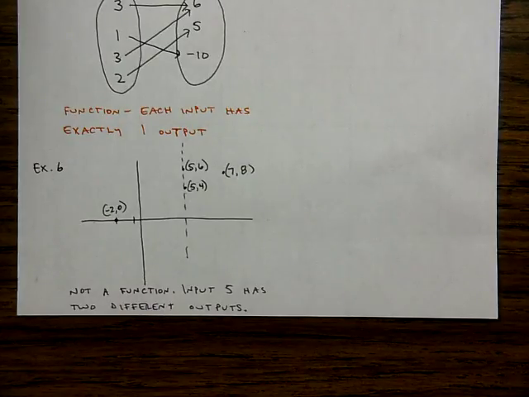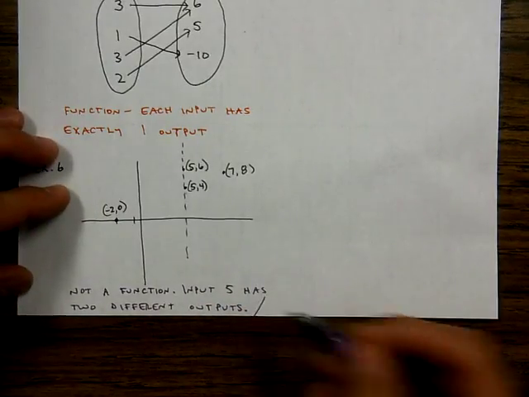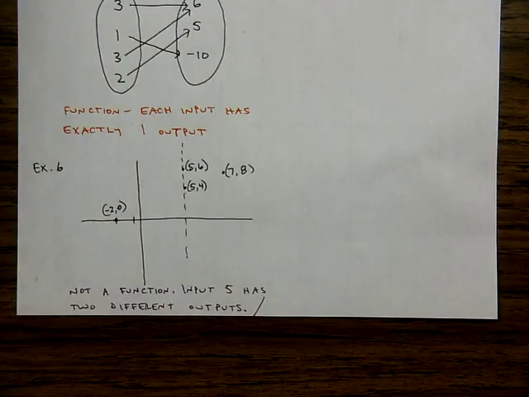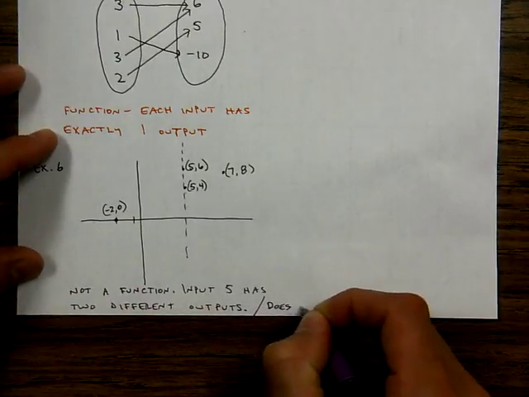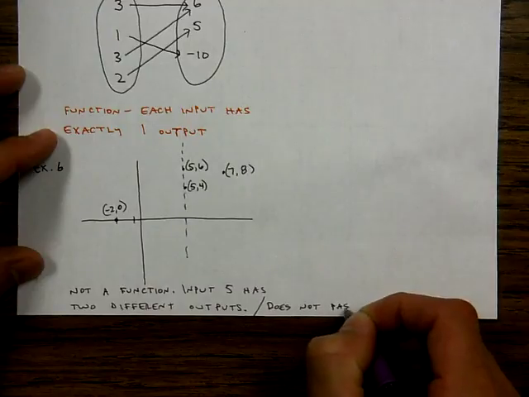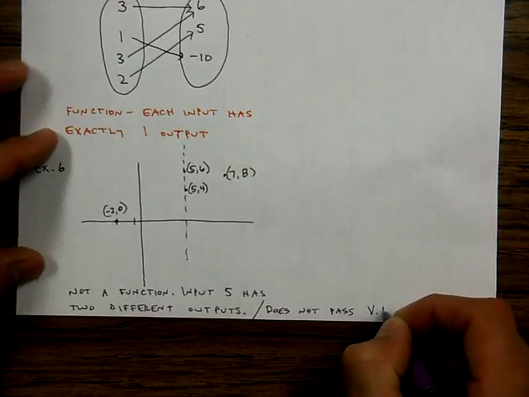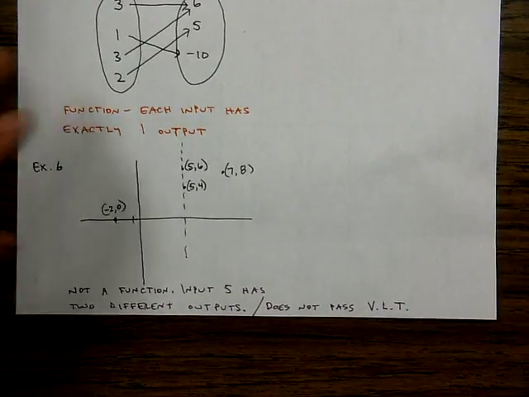So the way that we've said this before is, when we say, why is it not a function? Well, specifically, the input 5 has 2 different outputs. For a graph specifically, another way that you could say why it's not or it is a function is you can refer to the vertical line test. So what I'm going to say here is, this is not a function. The input 5 has 2 different outputs. Or, instead of saying that, what I could say is, does not pass the vertical line test.